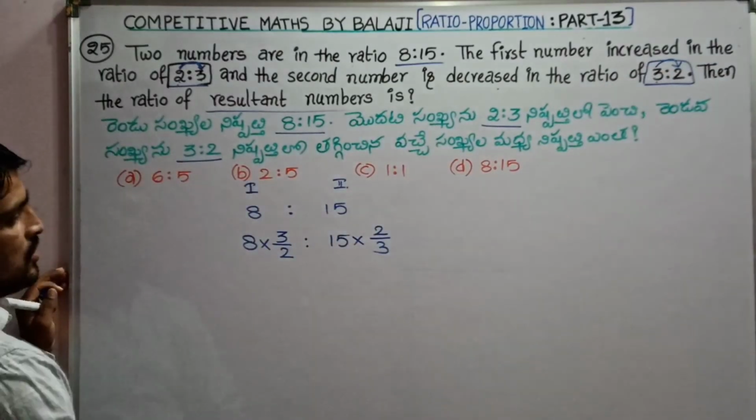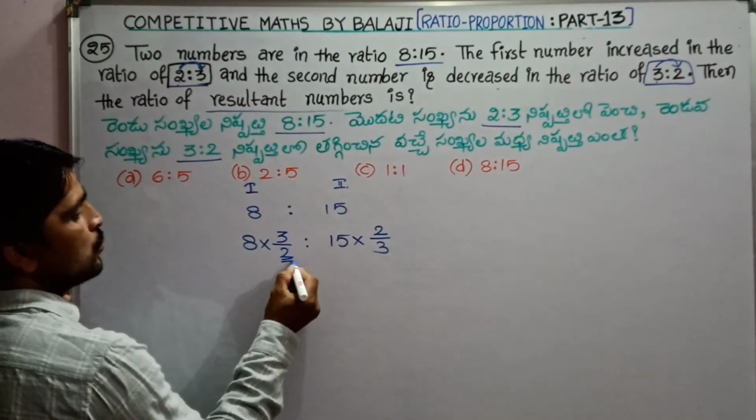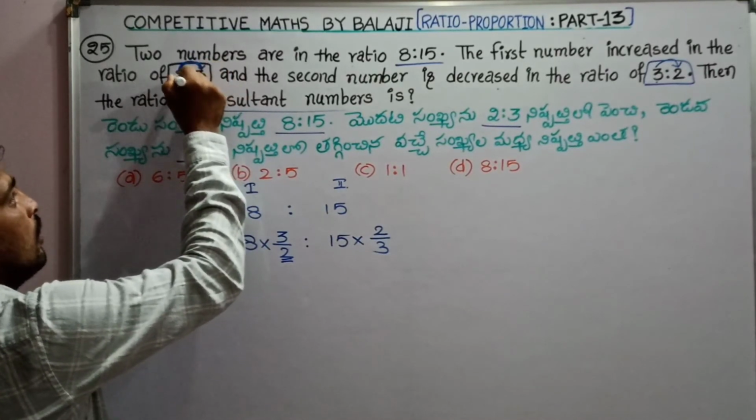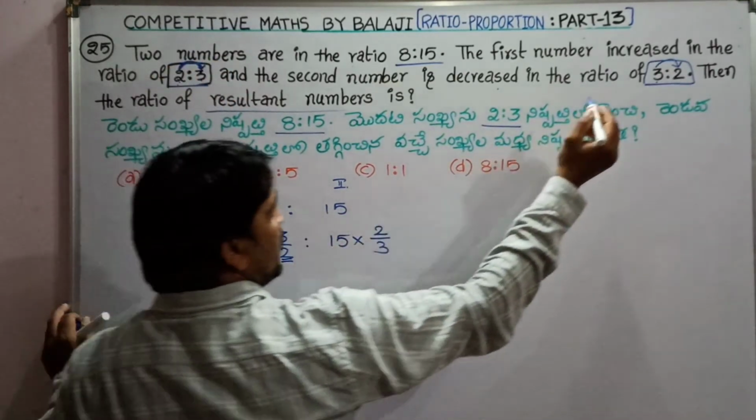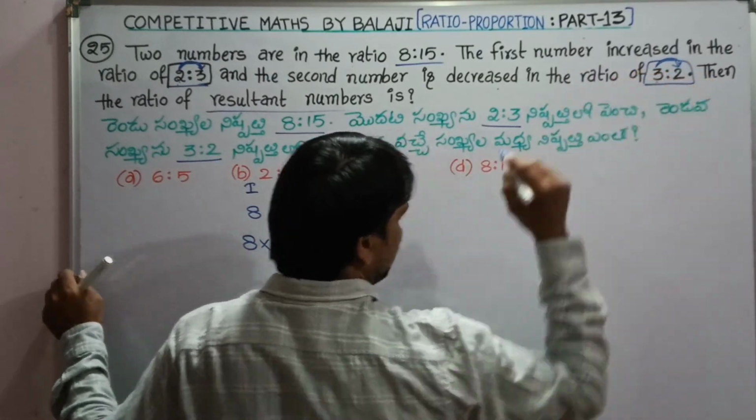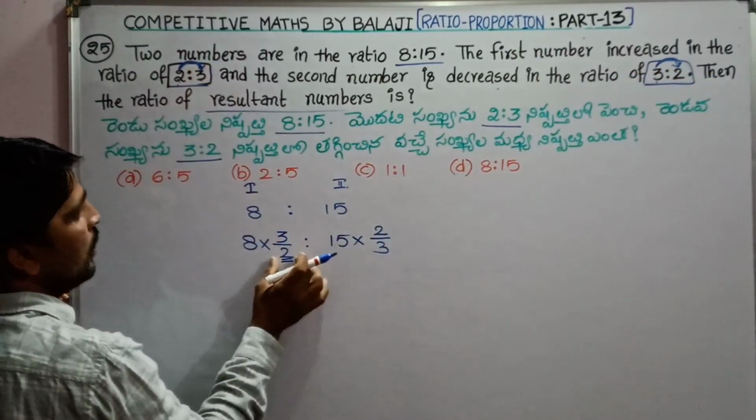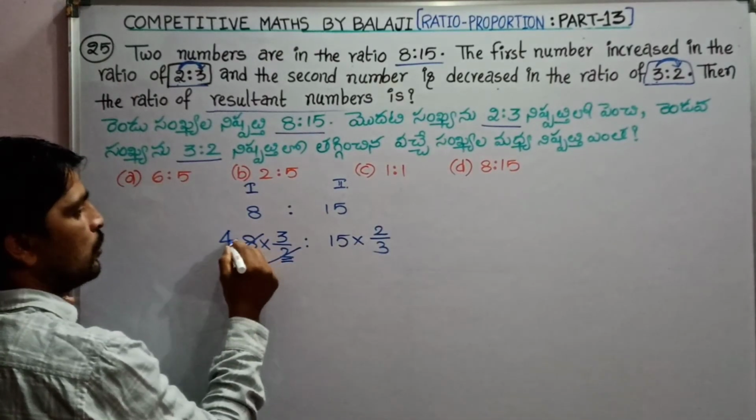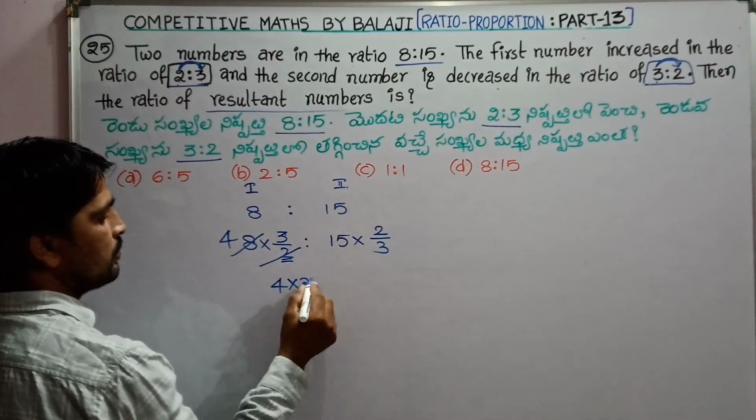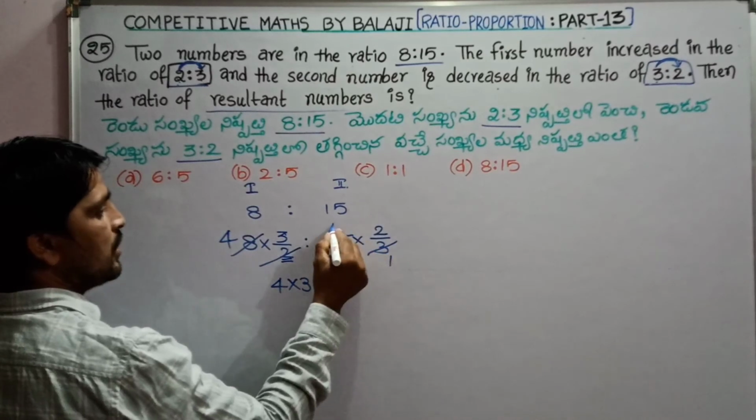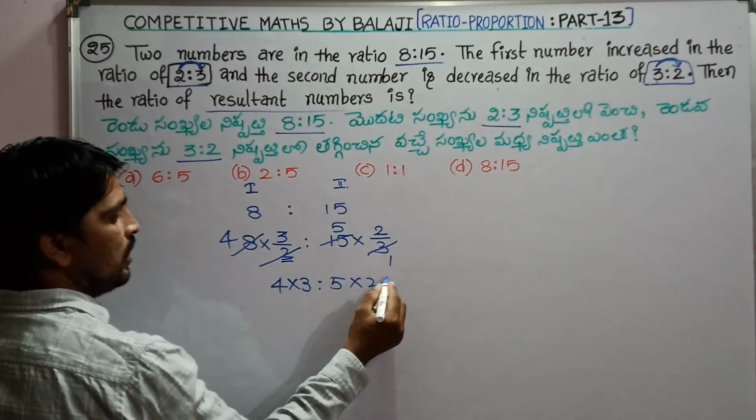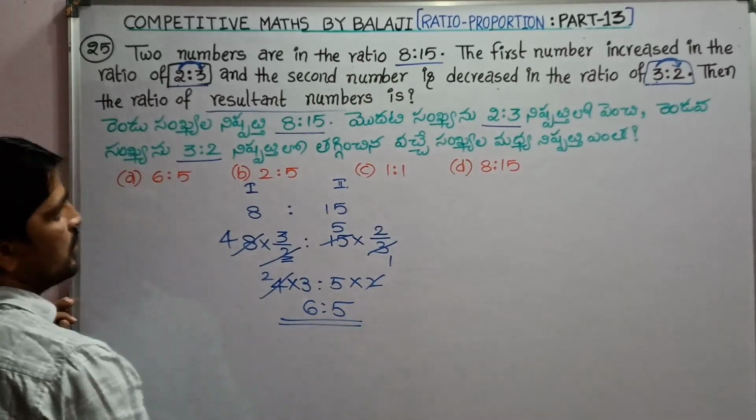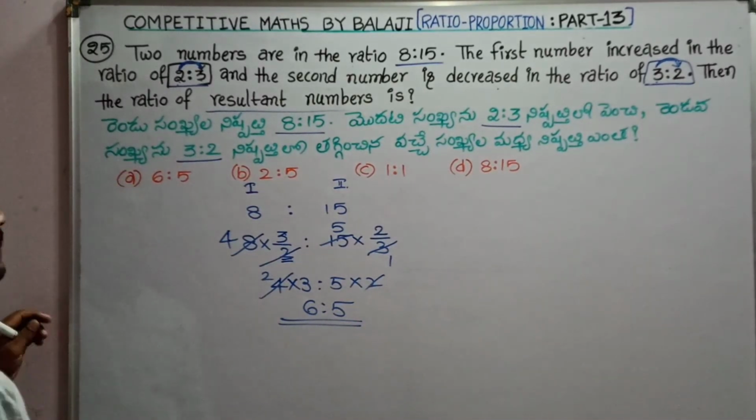Right. So the base here is always 2, since it is increased 1 unit on 2 units, and it is decreased 1 unit on 3 units. So the base must be 2 here and 3 there. 2 1s are 2, 4s are 4 into 3, 3 1s are 3, 5s are 5 into 2. Again 2 1s are 2, 2 3s are 6 is to 5 is the resultant ratio of the numbers. That is 6 is to 5.